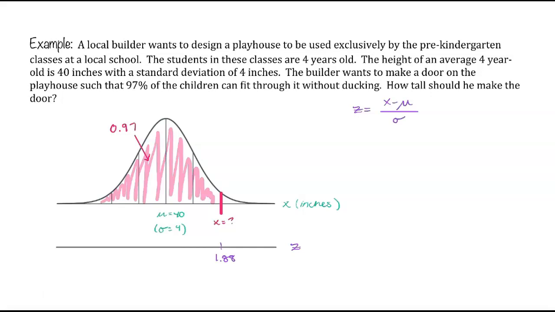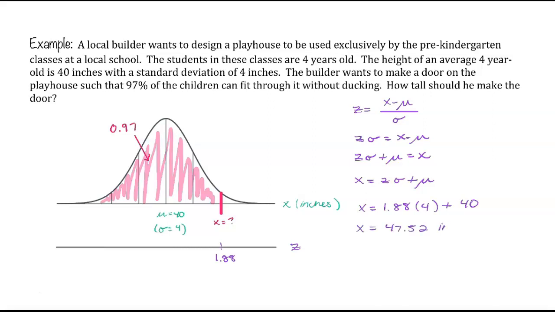We already have Z. Solving this equation for X instead, we have Z sigma equals X minus mu, or Z sigma plus mu equals X. Or flipping this around, we have X is equal to Z sigma plus mu. Substituting the value of 1.88 for Z, we find that X is equal to 1.88 times sigma, or 4, plus mu, or 40. Simplifying, we find that the data value we are looking for, the height in inches, is 47.52 inches. That is, 97% of 4-year-old children will fit under a door that is 47.52 inches.